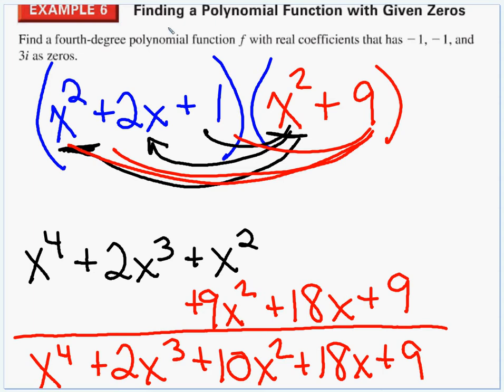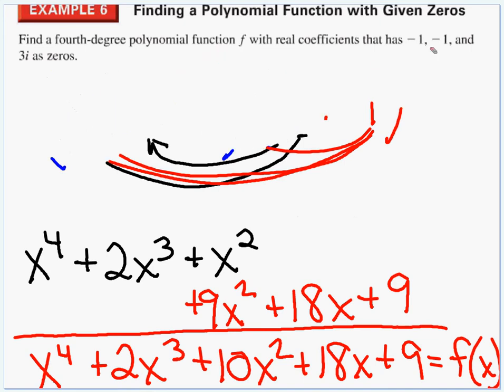There's our 4th degree polynomial. I guess we should name it f of x. That's what they wanted. Polynomial function f with those real coefficients. So if we factor it back down, we'll get back to where we started. Good times.